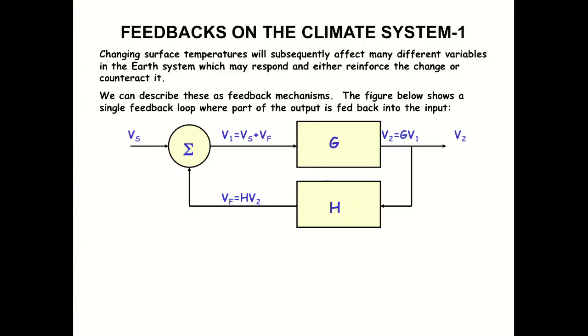Okay, we alluded to something called feedback on the system, and we looked at a very simple one in terms of the change in the height at which the radiation is being emitted, and the response in terms of the temperature throughout the atmosphere and then the surface temperature. But of course, changing surface temperatures will affect many different variables in the surface system, and those might respond in many different ways, and some of them can either reinforce the warming, or in fact counteract it in some way. And we tend to use what are called feedback mechanisms to describe the magnitude and timescales over which those changes might occur.